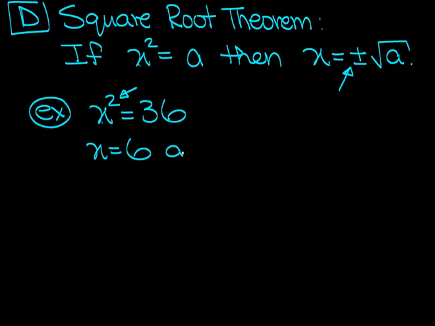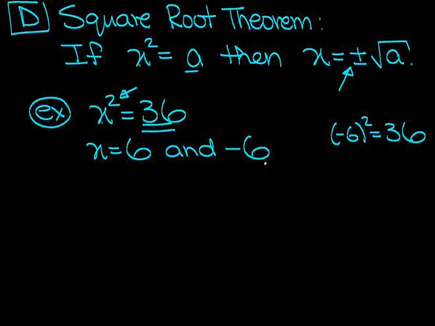Well, x is equal to 6 and minus 6, because if you take negative 6 and you square it, negative 6 times negative 6, it's also 36. So there's actually two numbers whose square is 36, and that's 6 and negative 6. So anytime you do these problems where you have a square and a number, you always want to introduce plus or minus and then take the square root of that number.